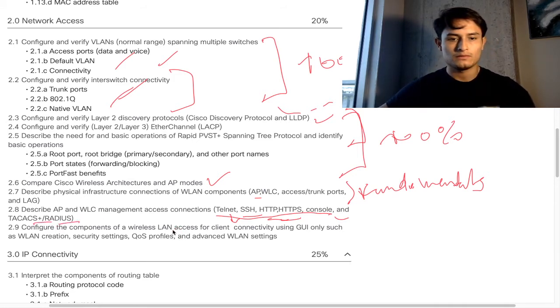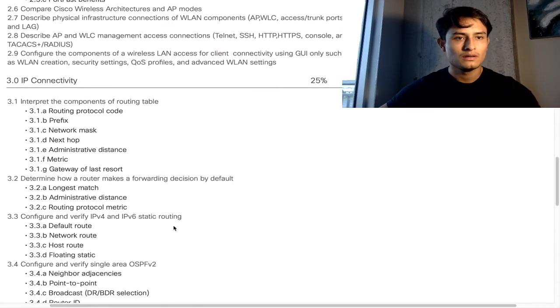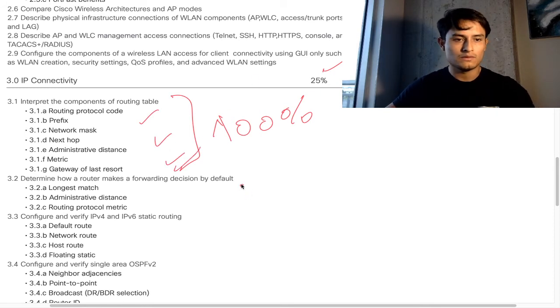Okay, so let's see, moving. Oh, I forgot this. Configure components, GUI. Yeah, again, just the GUI. What does it look like? You need to know that. Not too hard. Now routing, man, you need to be an expert on routing. Okay. You need to know all of these things, what they are, and so on.